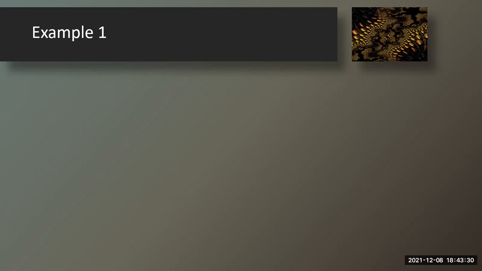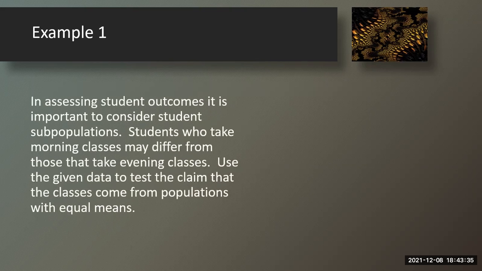So here's our first example, and I think only one too. As I say, it's pretty straightforward. Assessing student outcomes, it's important to consider student subpopulations. We actually do this at Hartnell. We try to figure out what students are doing for things like how many hours a week, how many students are doing CTE, how many students are doing transfer. All these things come up at Hartnell. So this particular type of question is very, very realistic, at least in my world.